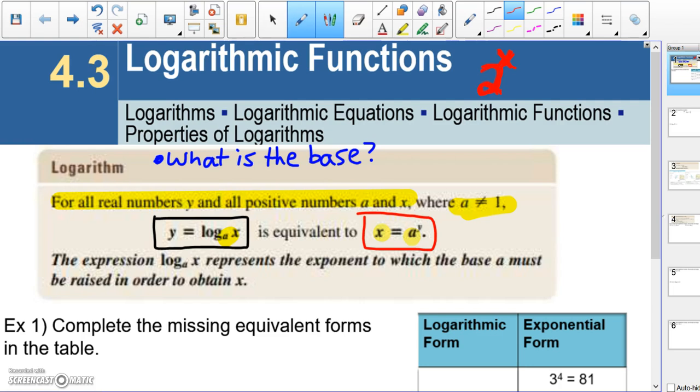So that's going to be important for us to understand, what is the base. Also, when we read a logarithm, log base a, right there, or here's your exponential, here's your base a. That's what I want to notice when I'm looking at a problem.